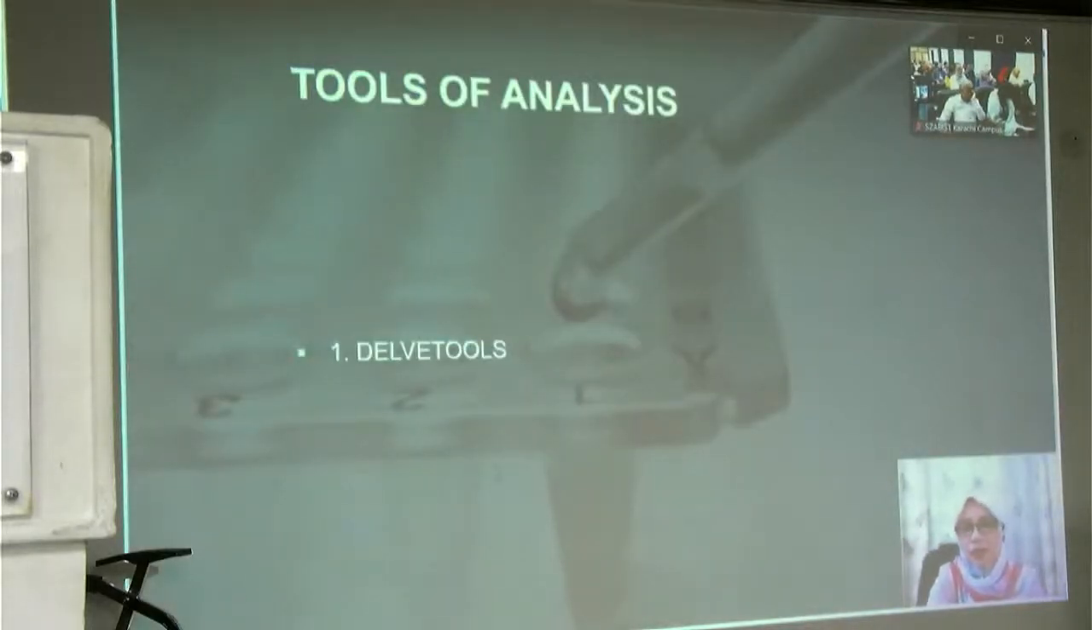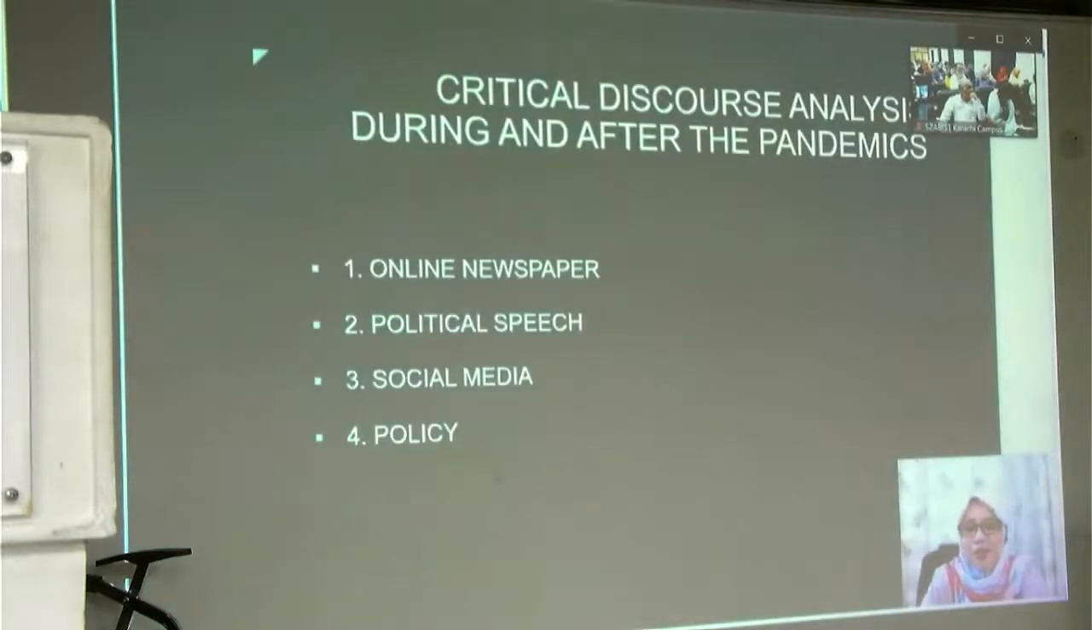As for the tools of analysis for qualitative data that I would like to recommend, I know we have to pay for it, but you can search on the internet for DevTools. So what are the things that you can study, especially on critical discourse analysis during and after the pandemic? We look at online newspapers, political speeches of the prime ministers and presidents, and social media: Facebook, TikTok, even Instagram, and policy. These are the things you can look at during and after the pandemic.